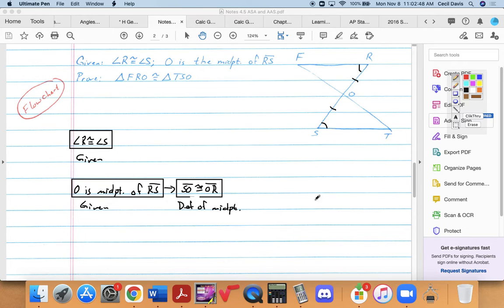Vertical angles. What's the angle? Like FOR and then SOT. So angle FOR, what about them? They are congruent because vertical angles are congruent. Yes.